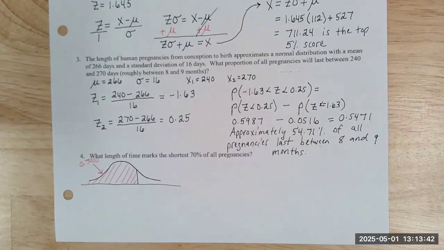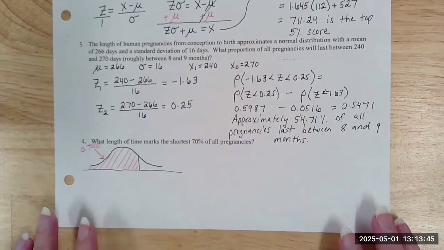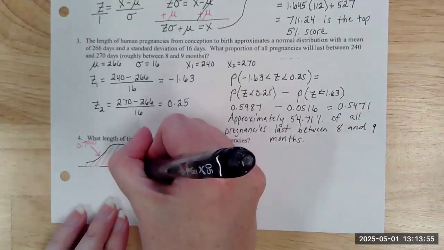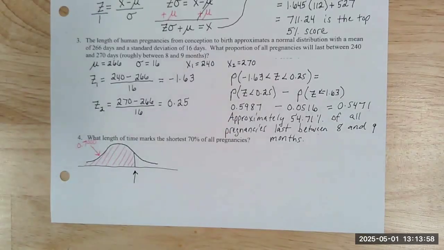Okay, so here's our next problem. The next one says, what length of time marks the shortest 70% of all pregnancies? So what we're looking for is a length of time right here on the graph. I want to know what number would go there. When we make these normal distributions, it's a z-score. So I'm going to get a z-score first, but then I'm going to need to turn it into an x because that's the actual length of time. The z is just our converted length of time, right?